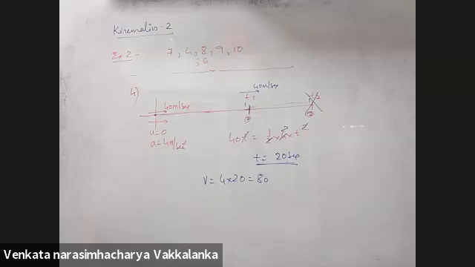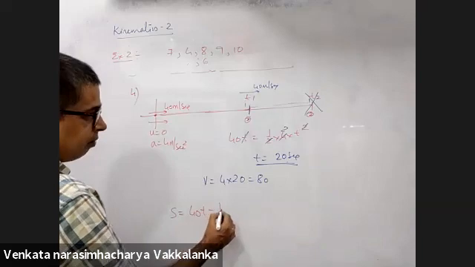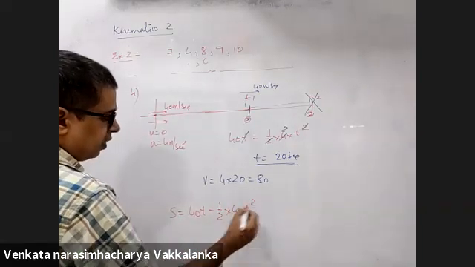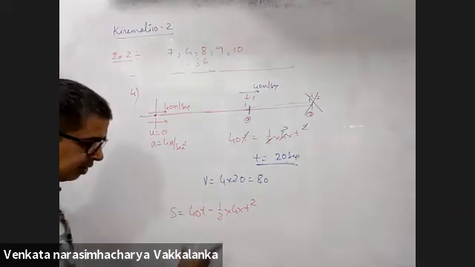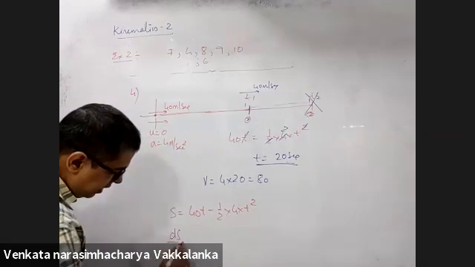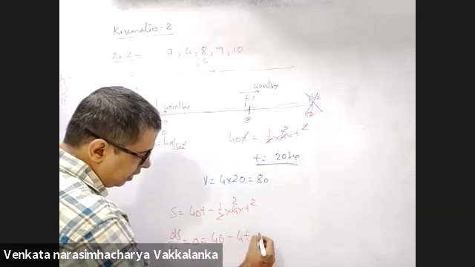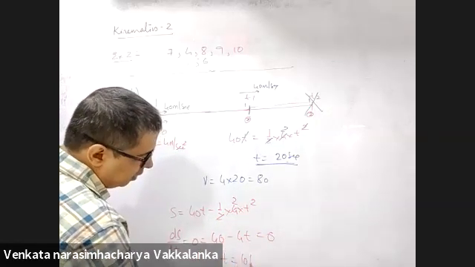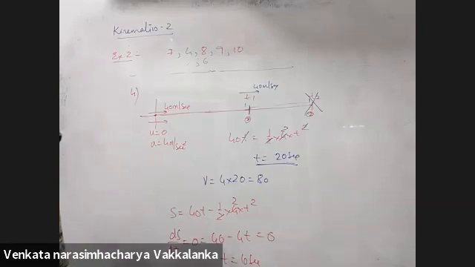There is a second bit in this question. Greatest distance between the two bodies prior to their meeting. How do you calculate? S is equal to 40t minus half into 4 into t square. The greatest distance between the two bodies before they meet. Right? ds by dt should be equal to 0. This is 40 minus 4t is equal to 0. T is equal to 10 seconds. At 10 seconds, the distance between them will be maximum. What is the distance? Can I put 10 seconds here and calculate the distance? Yes, sir. 200.